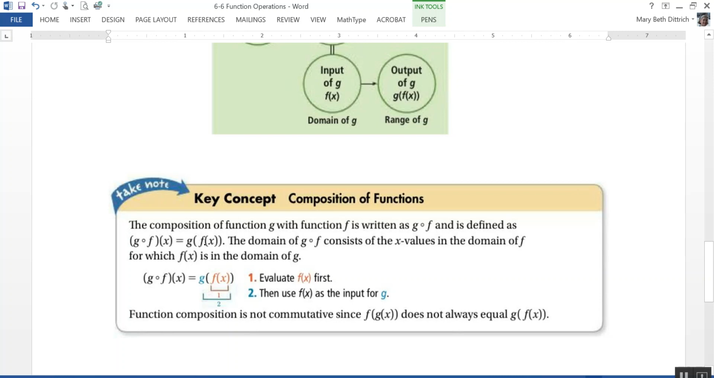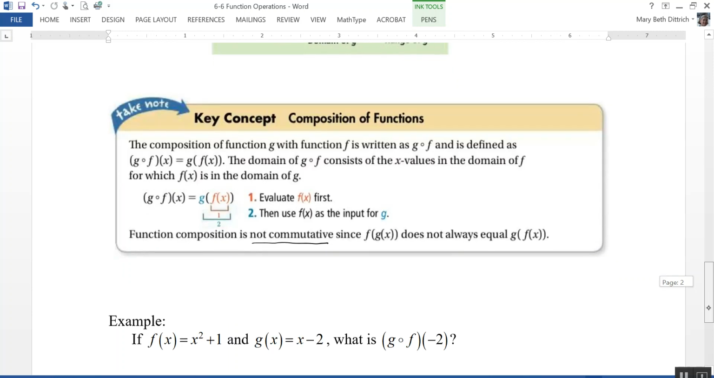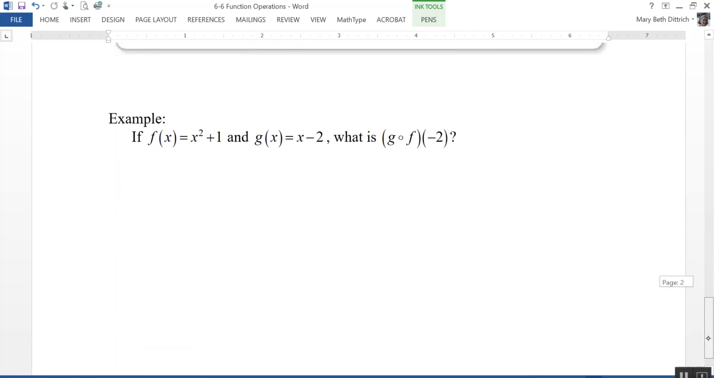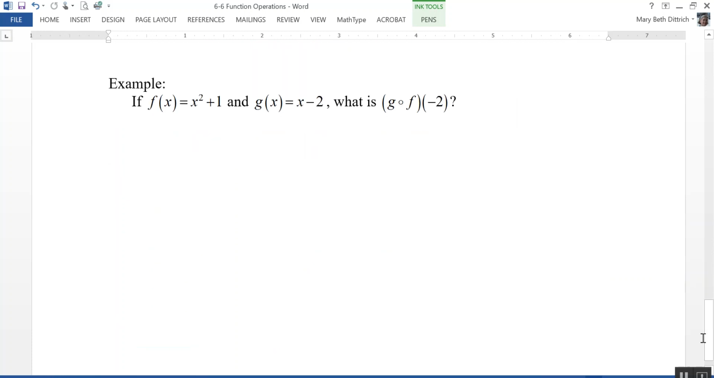Okay, so the way we do this is we're going to evaluate f of x first and then use that result that we get from f of x as the input for g. Important point here, function composition is not commutative because f of g of x does not always equal g of f of x. Let's take a look at an example here, and there's actually two different ways to do this. I'll show you both methods.